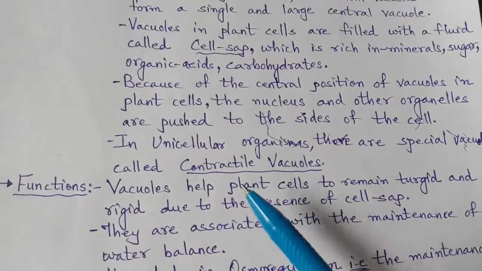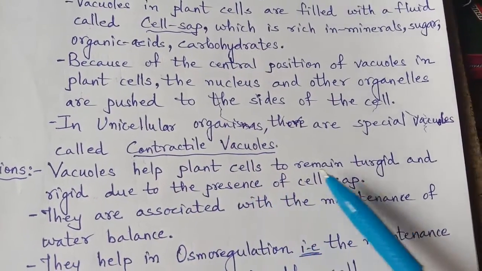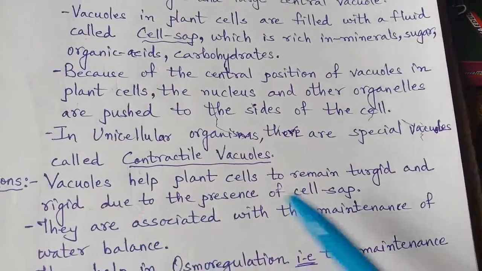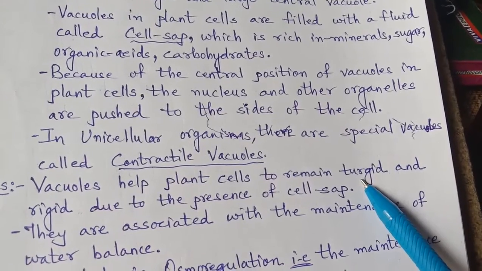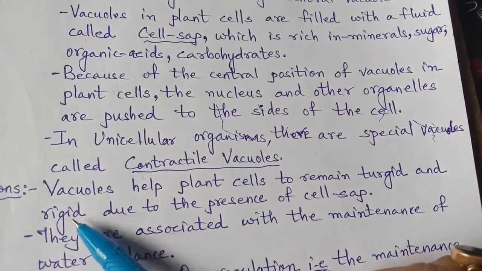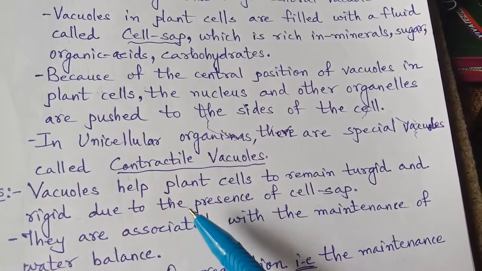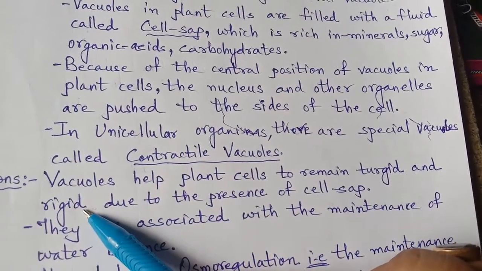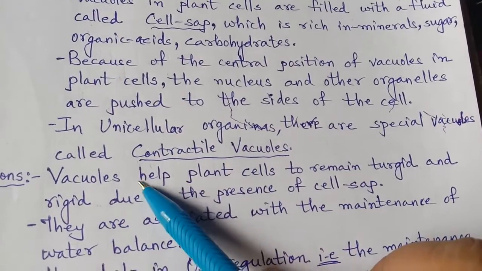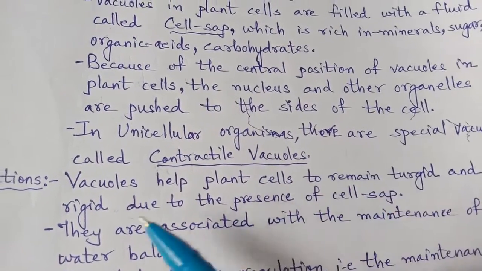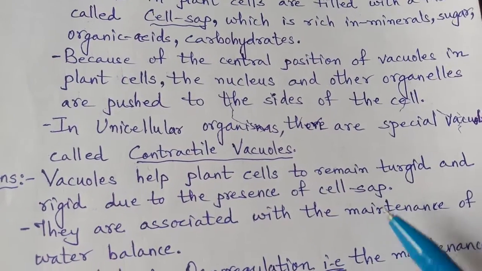Vacuoles' function is here. It helps plant cells to remain turgid and rigid. Turgid, that means it remains plump because of the presence of fluid, and rigid, though they remain in a fluid, plump, but they remain rigid also, firm at that same place. So vacuoles help plant cells to remain turgid and rigid due to the presence of cell shape.